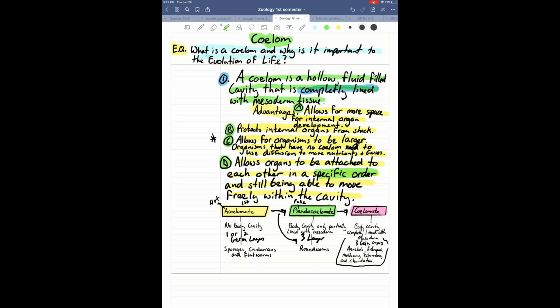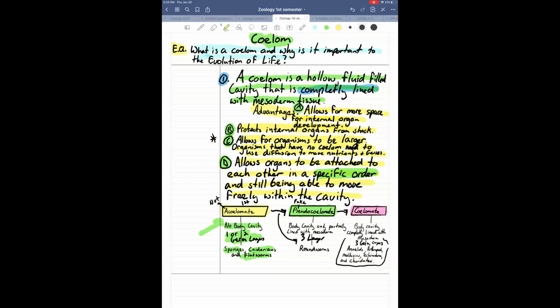So the first word is acoelomate. Now remember that anytime in science, anytime you add that letter A in front of a word, it always means non or not. So an acoelomate means it's not a coelomate. It does not have a body cavity. So acoelomates have no body cavity, no coelom, and they're usually organisms that have one or two germ layers. There's an exception to that. Sponges, remember, have one. Cnidarians have two. Flatworms have three, but they don't have a coelom, and so we call them acoelomates, so that's kind of the exception.